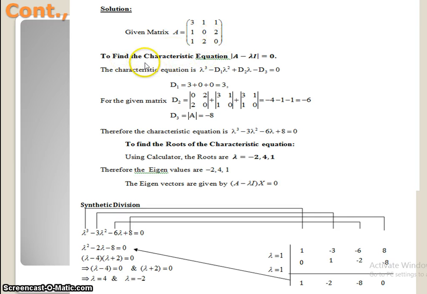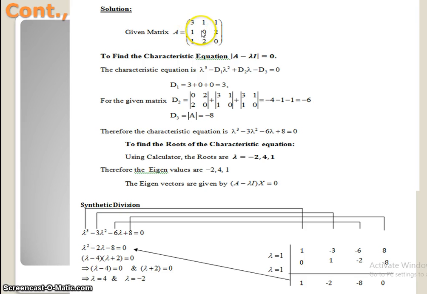What is the characteristic equation formula? Determinant of A minus lambda I equal to 0. Since this is a 3 cross 3 matrix, the characteristic equation is lambda cubed minus d1 lambda squared plus d2 lambda minus d3 equal to 0. So first we find them one by one. First we find d1. What is d1? d1 is nothing but the sum of the diagonal elements.